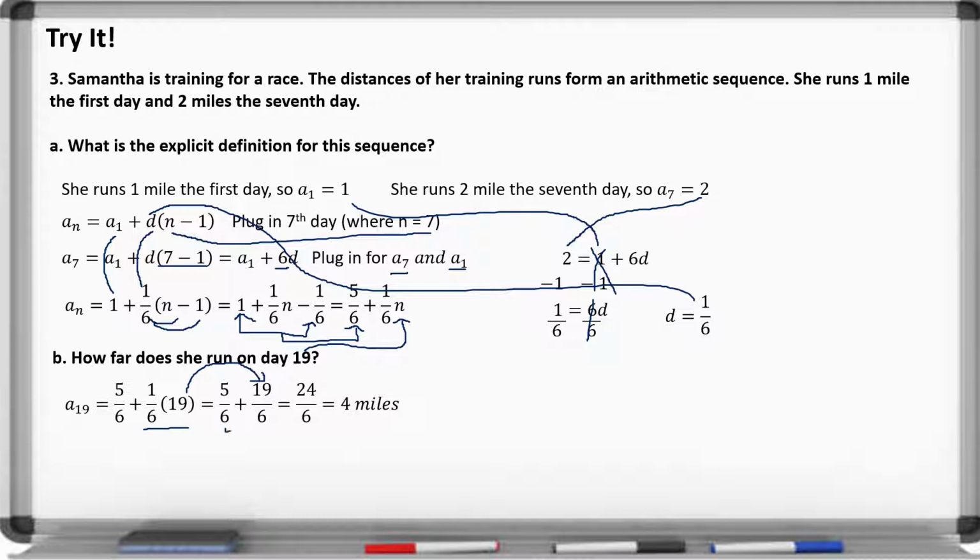And then since they have the same denominator, we can go ahead and add the numerators to get 24 over 6. 24 divided by 6 is going to give us 4 miles. So on day 19, she's going to be able to run 4 miles.